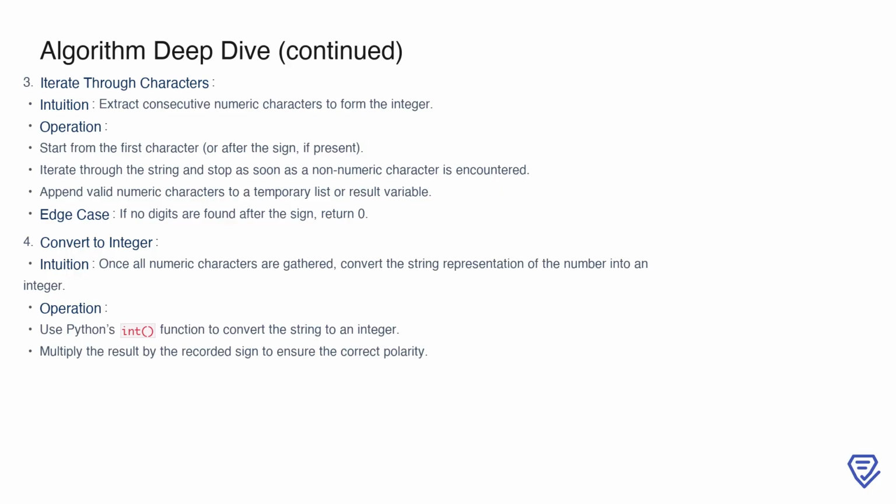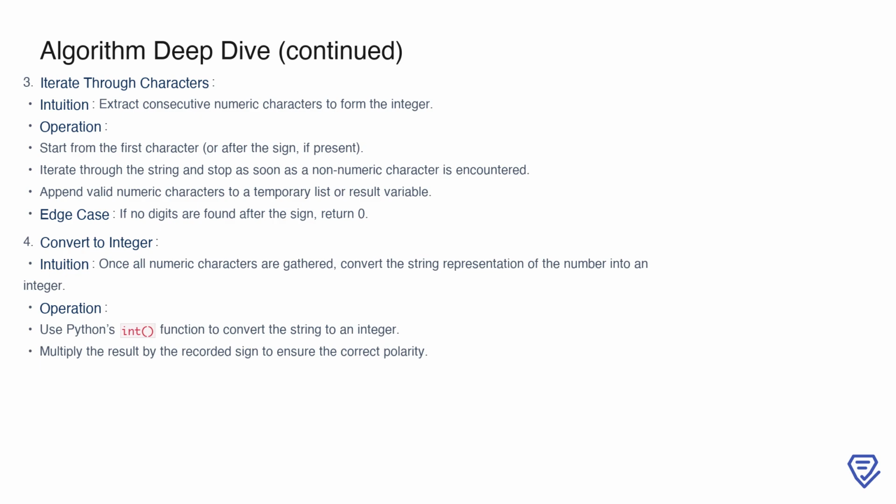Starting from the first character, or the one after the sign, we iterate through the string to collect consecutive digits. If we encounter a non-numeric character, we stop parsing immediately. These numeric characters can be stored in a temporary list or directly appended to a result variable. If no digits are found after the sign, there's nothing valid to parse, so we return 0.